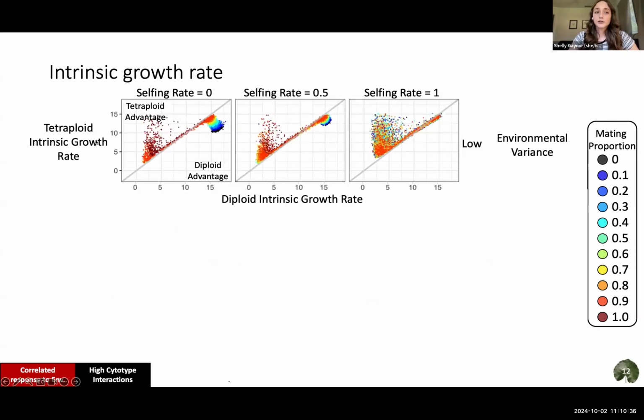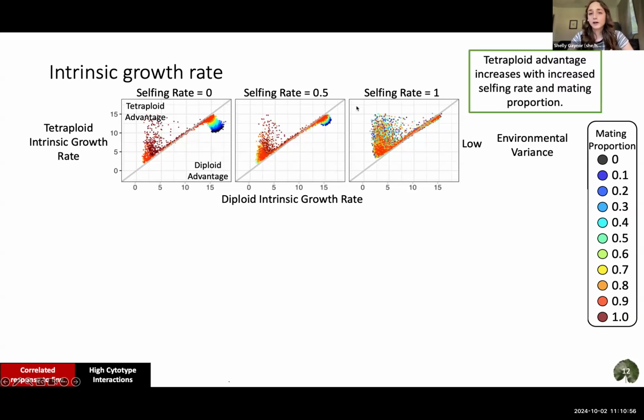So here you're looking at the tetraploid intrinsic growth rate and the diploid intrinsic growth rate across different selfing rates for low environmental variance. If points fall above this line, we say it's a tetraploid advantage. If it falls below the line, you have a diploid advantage. So as you increase your selfing rate, from 0 to 1, you see more points above that line. So you see this tetraploid advantage increases with increased selfing rate and increased mating proportion.